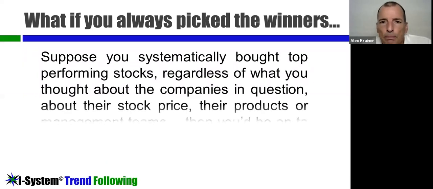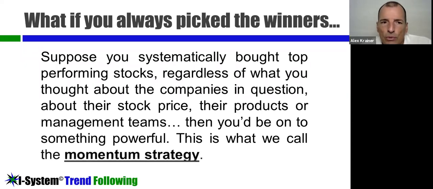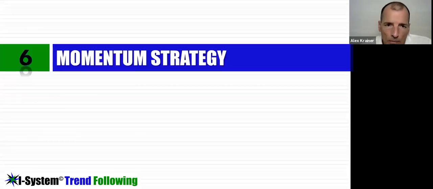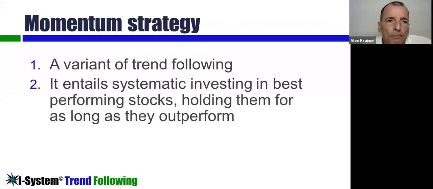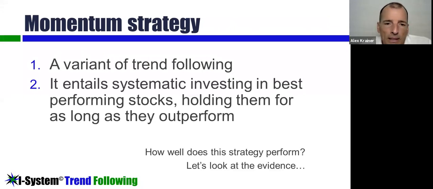Suppose you systematically bought top performing stocks regardless of what you thought about the companies in question, about their stock price, about their products, or about their management teams. You'll be onto something extremely powerful in that case, and this is what we call the momentum strategy. The momentum strategy is basically a variant of trend following. It entails systematic investing in best performing stocks, holding them for as long as they outperform. And then we'll look at how well that strategy performs, because we have very good empirical data for this.